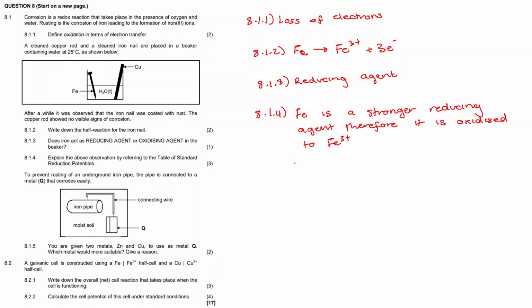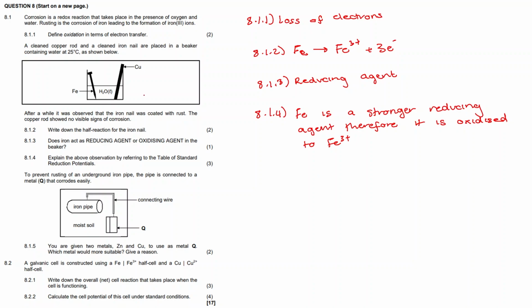To prevent rusting of an underground iron pipe, the pipe is connected to a metal Q that corrodes easily. Question 8.1.5. You are given 2 metals, zinc and copper, to use as metal Q. Which metal would be more suitable? Give a reason for your answer.